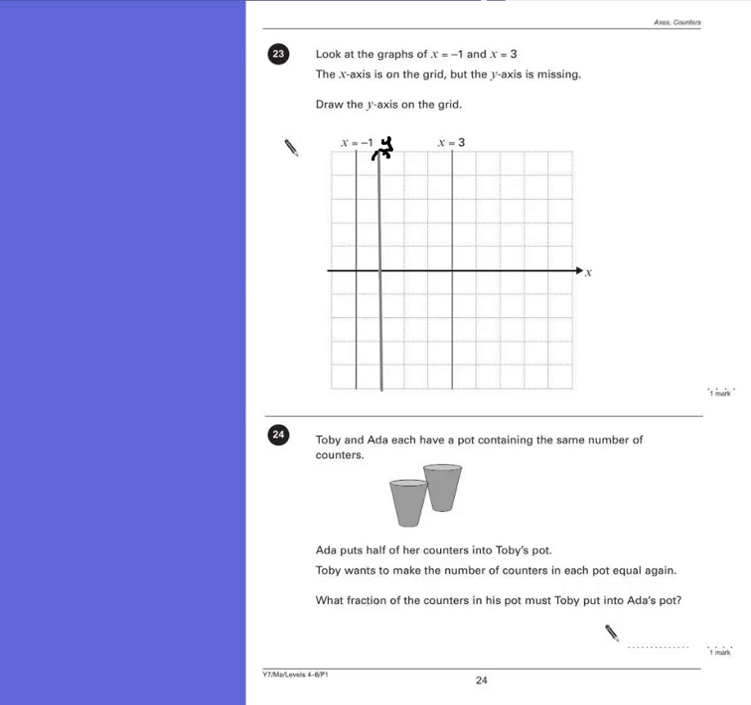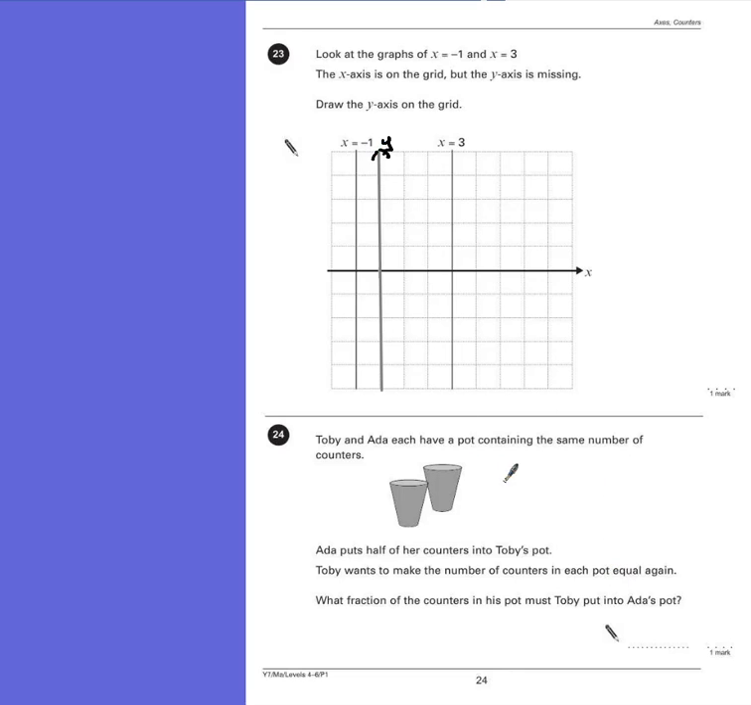Question 24. Toby and Ada each have a pot containing the same number of counters. Ada puts half of her counters into Toby's pot. Toby wants to make the number of counters in each pot equal again. What fraction of the counters in his pot must Toby put into Ada's pot?